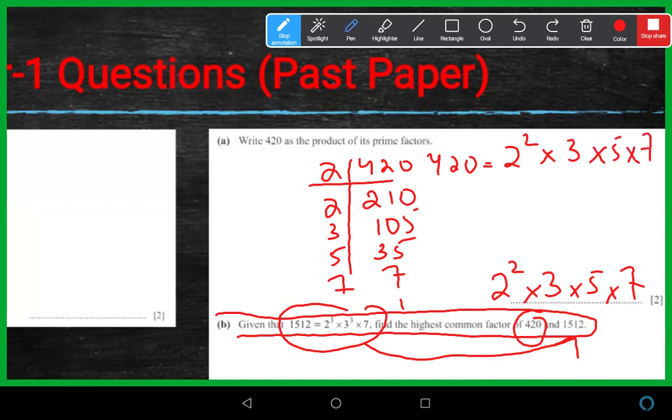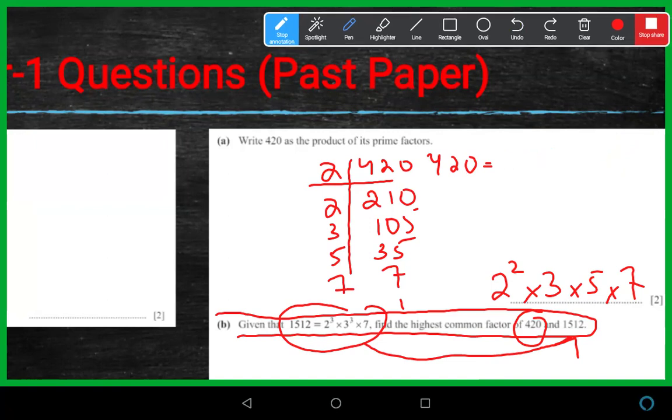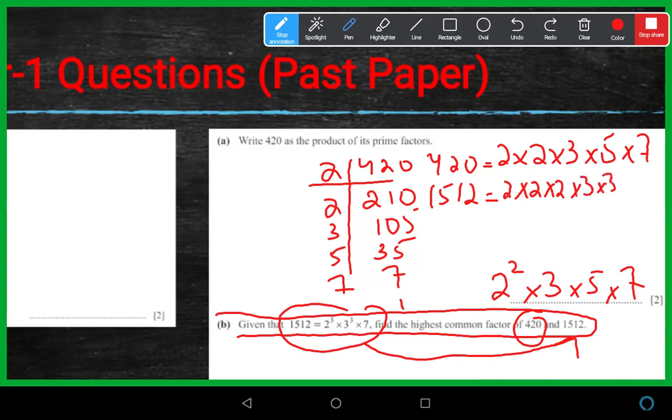Okay. Now we can write like this as well. I can make it a simpler way. So I have to write 2 multiplied by 2. It will be easier to understand if I write like this without exponent form. Now, and 1512. We have 2, 2, 2, and then 3, 3, 3, and then 7. Last one is 7. Remember that last one is 7.